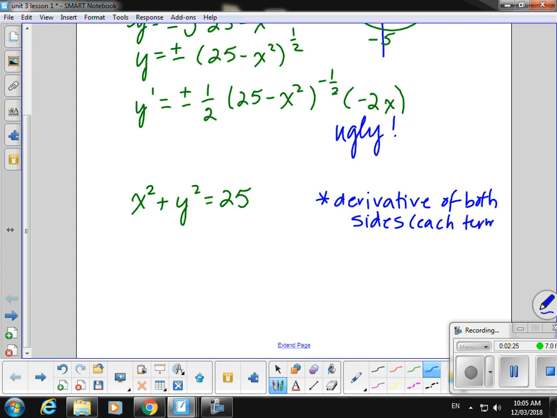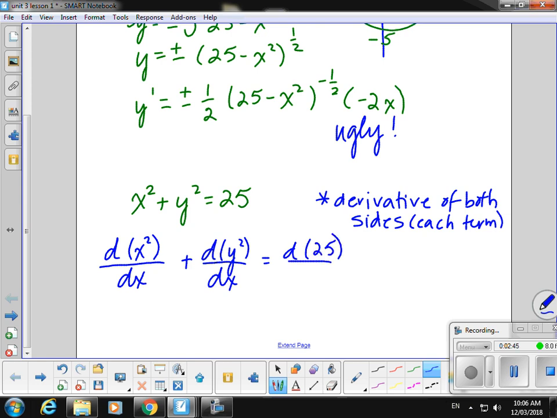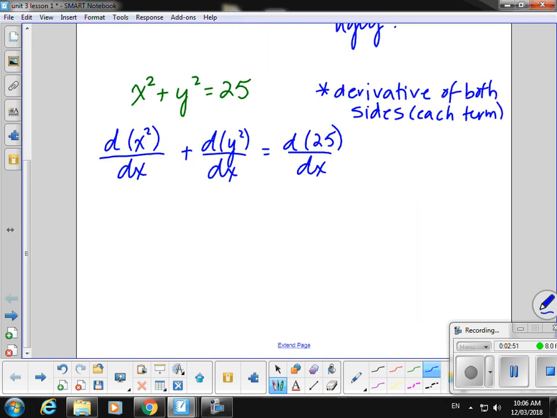So here we are. Here's our Leibniz notation. I'm going to take the derivative of the first piece with respect to the letter x. I'm going to take the derivative of the second piece with respect to x. And I'm going to take the derivative of the other side also with respect to x. So I've done the same thing to both sides. It's just a little bit weird with the second term.